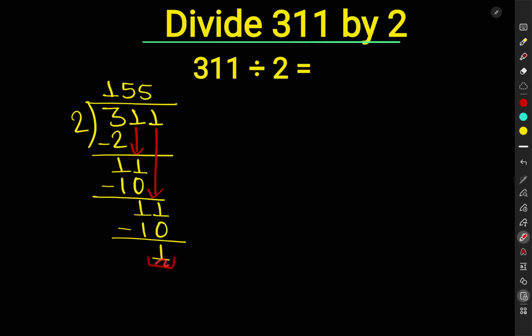So now this 1 is less than 2 and there is no other number beside. So we put here decimal so that we take 0. And now it became 10 and 2 times 5 means 10. On subtracting we get 0. So 311 divided by 2 is 155 decimal 5.